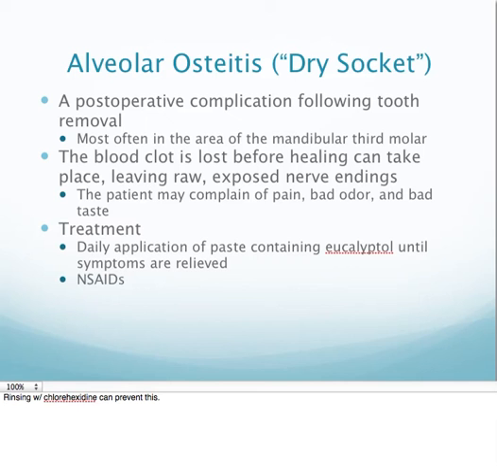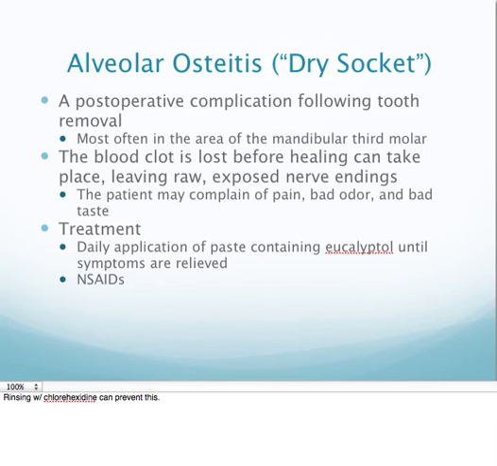Okay, last one. Alveolar osteitis, dry socket. This is a post-operative complication following tooth removal. A dry socket means that the blood clot that is in the socket of the tooth that was pulled is trying to heal, and it cannot heal. It just keeps getting sucked out by the patient, by rinsing, anything like that. And when the clot is sucked out, it leaves exposed nerve endings. And so that's why it's called a dry socket.